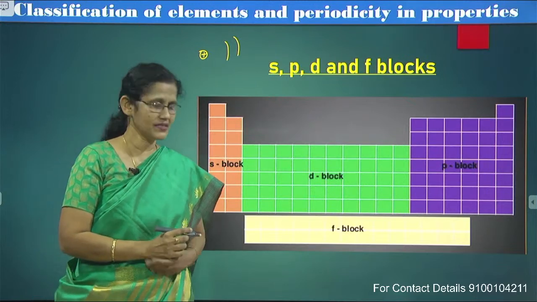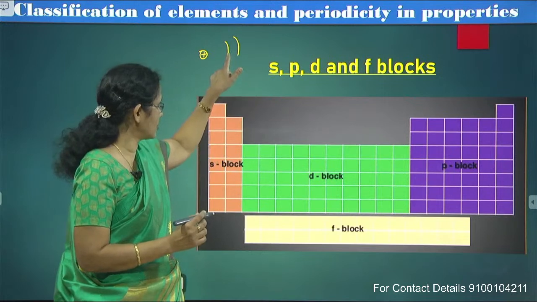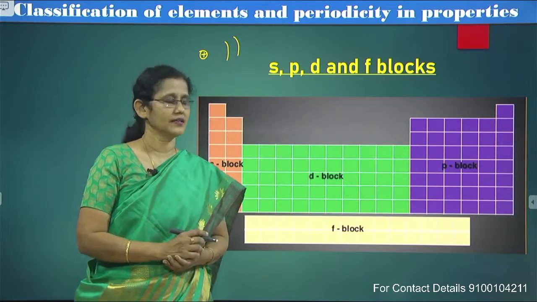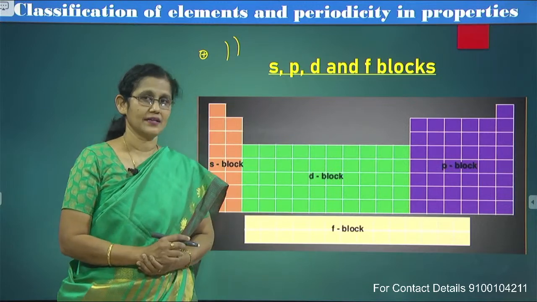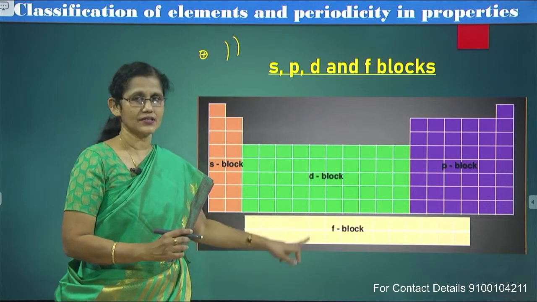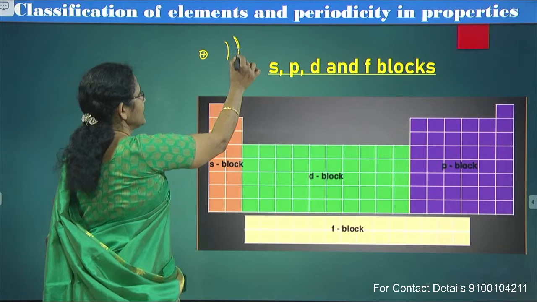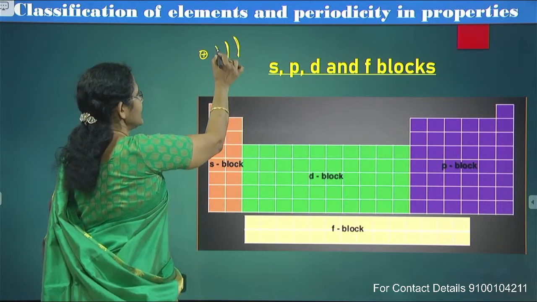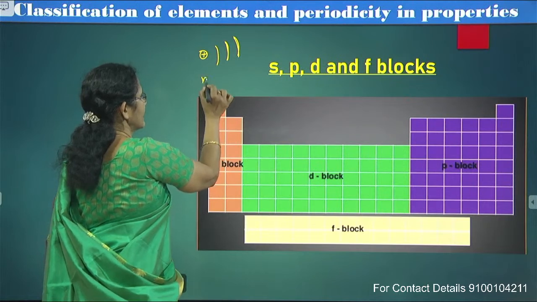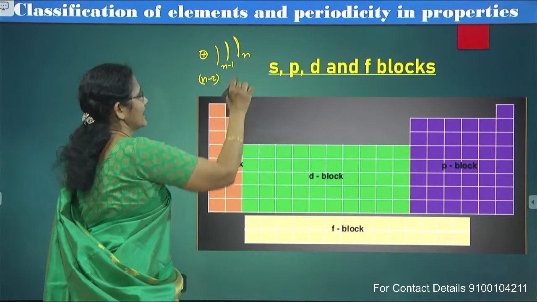What are D block elements? If the differentiating electron enters into d orbital of the penultimate shell, last but one shell, they are called d block elements. What are f block elements? If the differentiating electron enters into the ultimate, penultimate and anti-penultimate, last but two shell, n minus 2, n minus 1, n.